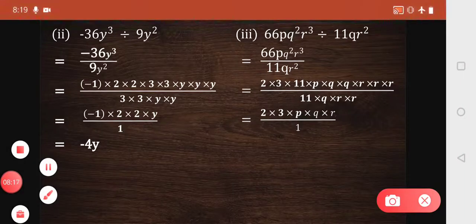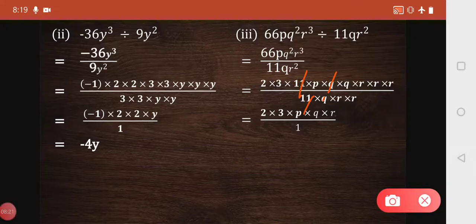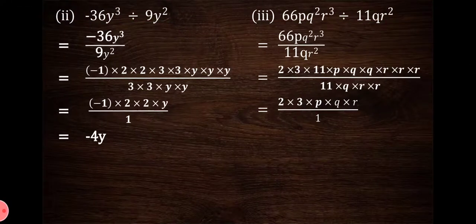As I said, that we will be left with 11qr cut, so 2 into 3 into p into q into r, and here 1 will be left. That is equal to 2 3s are 6pqr.